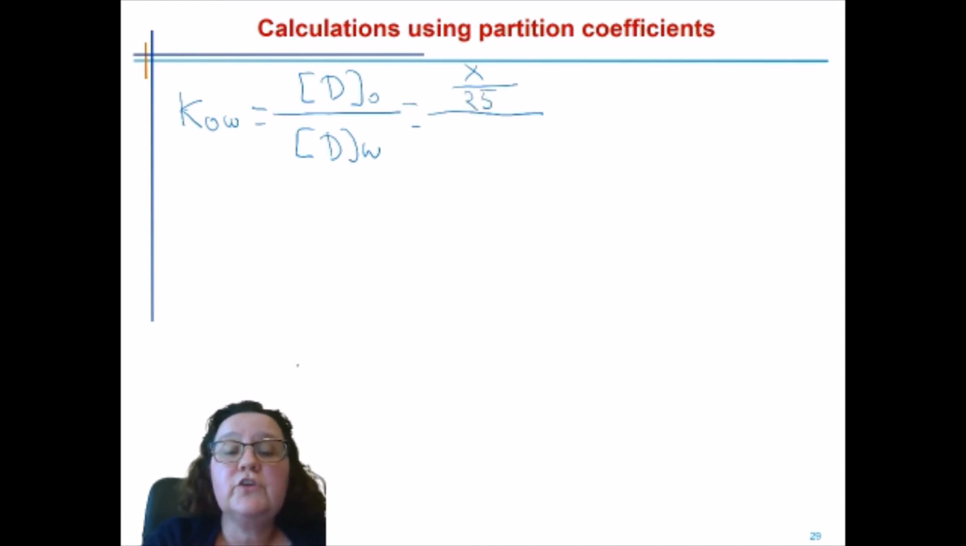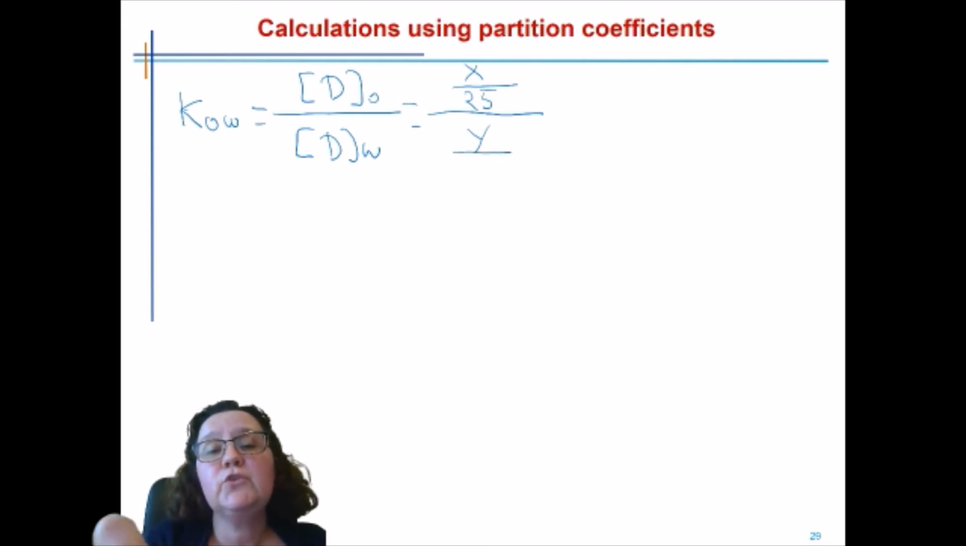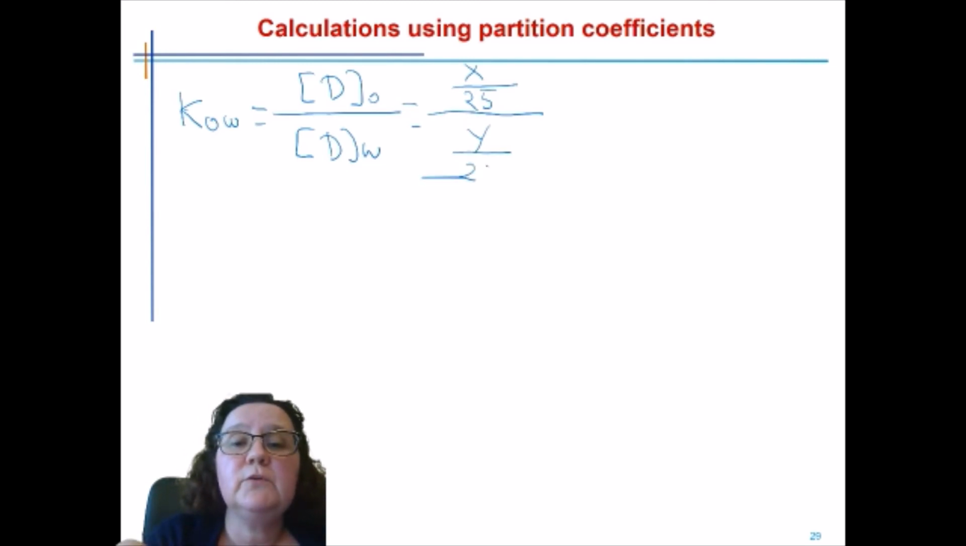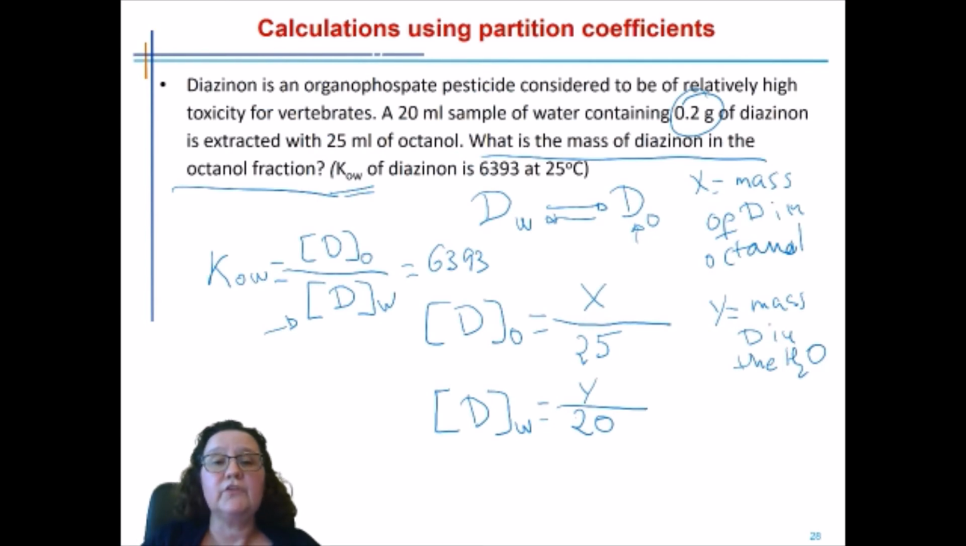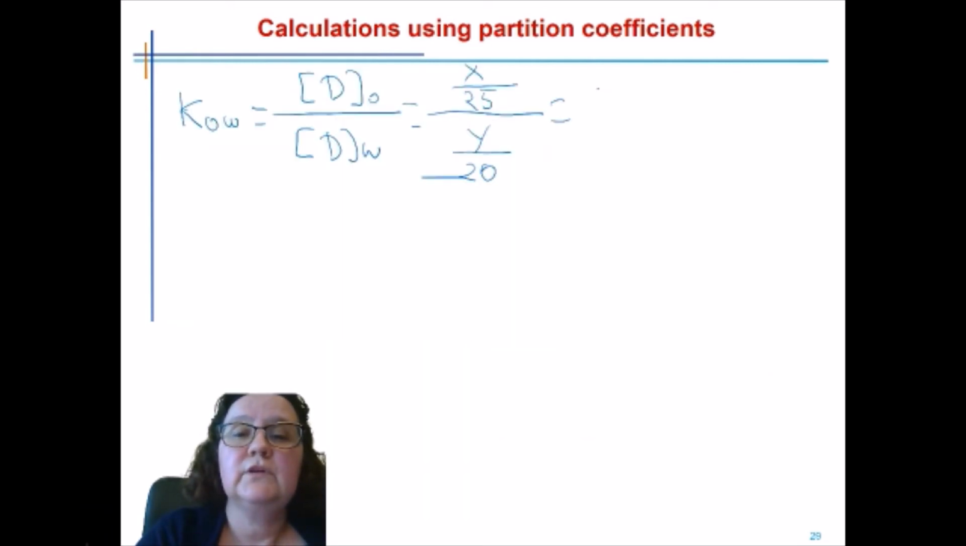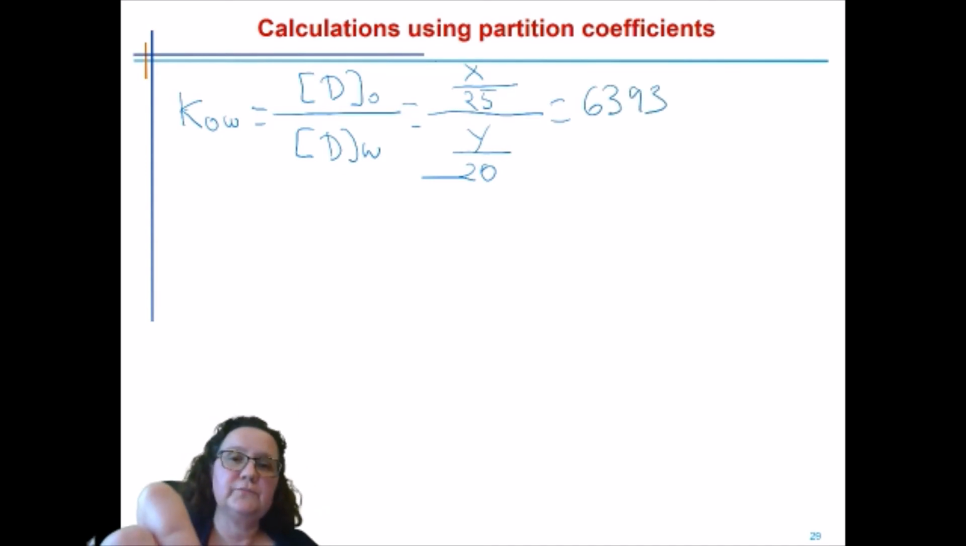And for the concentration of diazinon in the water, how much diazinon do I have in the water? I don't know. I know how much I had at the beginning, but not after the water and the octanol mix, divided by the volume of water. And I know this value. I'm going to go back because I don't remember. Oh yes, it tells me 6,393. So I've got this.